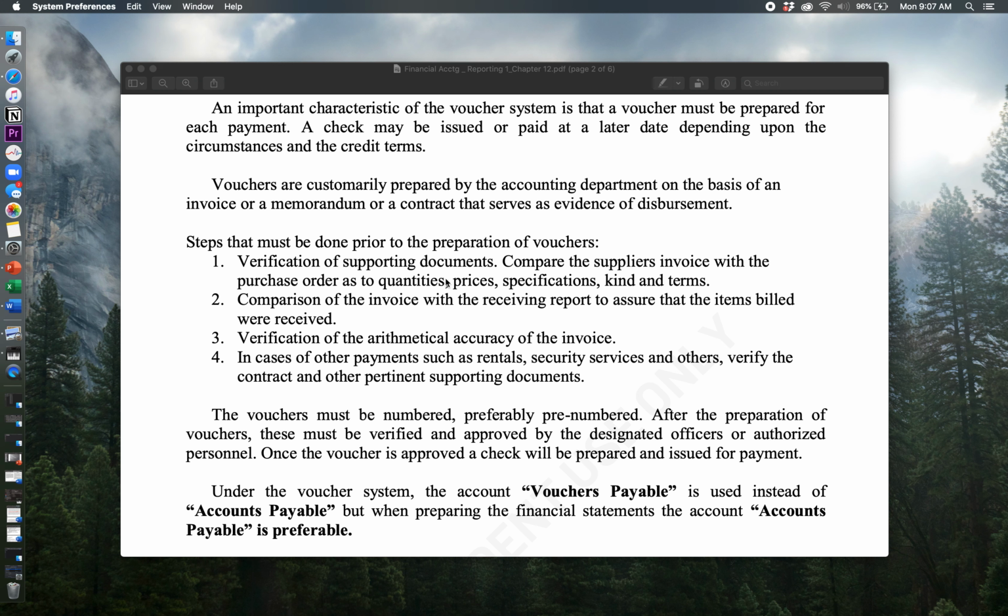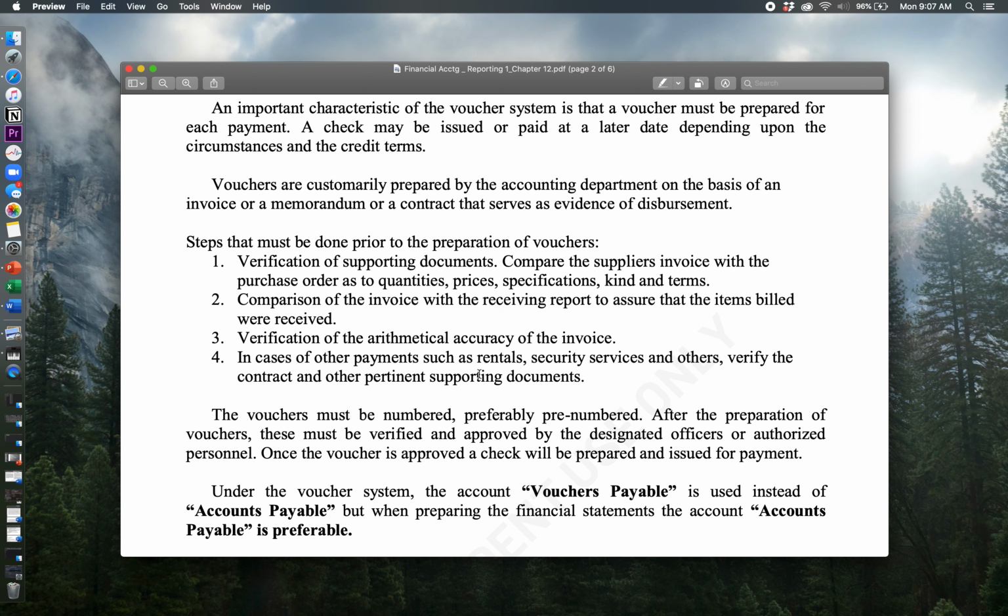Is the quantity the same, the price, the specification? Is the ribeye from the US or local? So the specification should be stated, no? You also have to verify the arithmetical accuracy of the invoice. The price, instead of 1,000 per kilo, should be accurate, not hocus-pocus from the staff. So that's no longer allowed in a business.